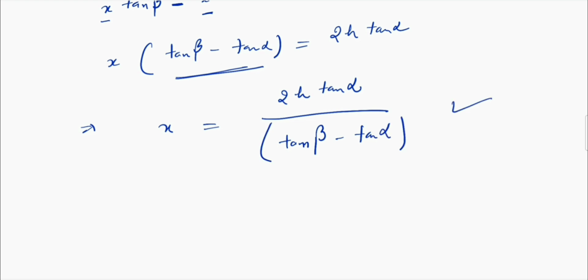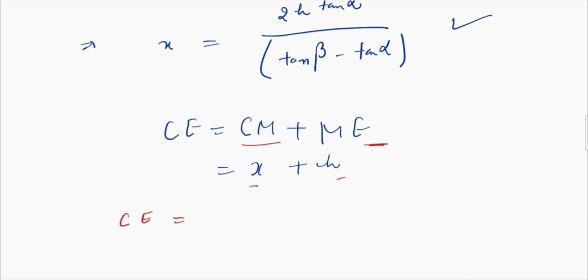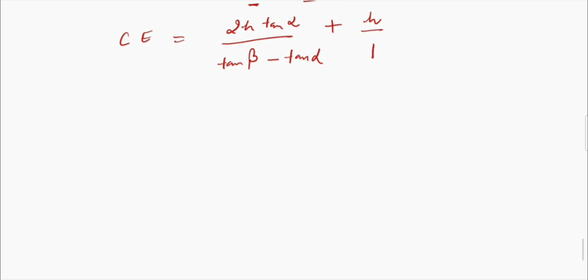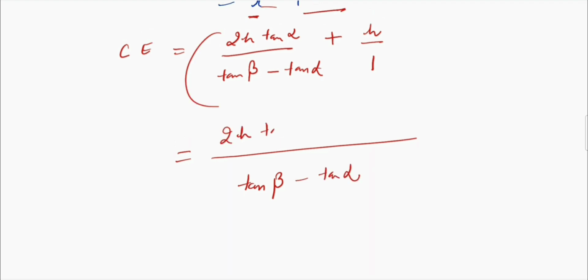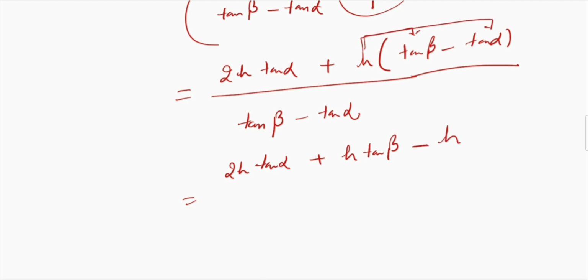So we got x. We know the height of the cloud from the lake, CE, is equal to CM plus ME, which is equal to x plus h. So we'll put the value of x here: CE is equal to 2 times h times tangent alpha divided by (tangent beta minus tangent alpha), plus h. Now we'll solve this. We'll take the LCM, which is tangent beta minus tangent alpha. This will get 2 times h times tangent alpha plus h times (tangent beta minus tangent alpha). Now we'll multiply this h first with tangent beta, and then the negative sign will come, then h times tangent alpha, all divided by tangent beta minus tangent alpha.